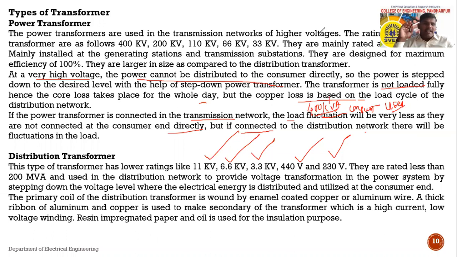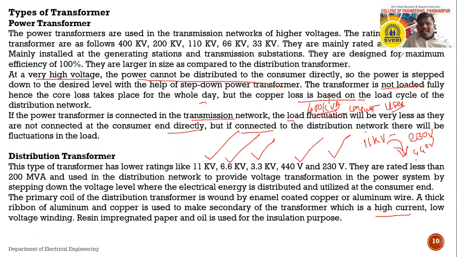Okay, and the primary coil of the distribution transformer is wound with enamel-coated copper or aluminum wire, and a thick ribbon of aluminum or copper is used to make the secondary of the transformer, which is a high current winding. See what we are doing: suppose the input is 11 kV, and I want to convert it to 230 volt or 440 volt. So we are stepping down the voltage. What about current?